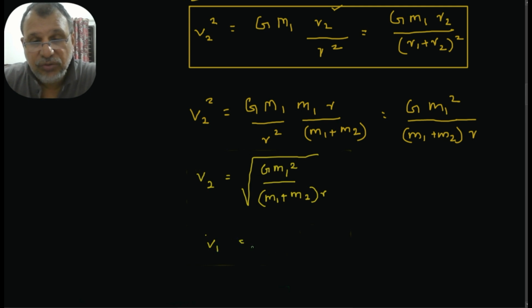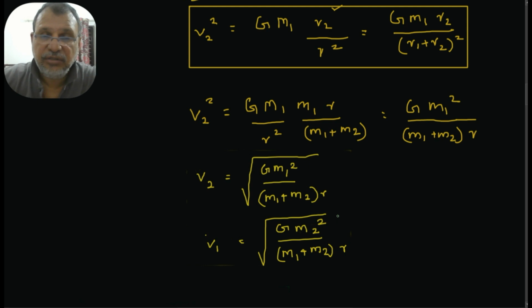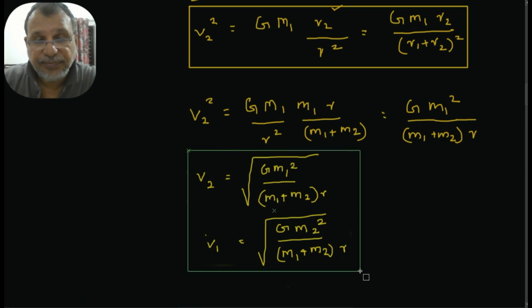Using the same idea, we can write v1 is equal to, and instead of m1 square, you will get m2 square. So, the square root of G m2 square over (m1 plus m2) r. Now here, you must remember r is actually the separation between m1 and m2. You don't need to learn these equations by heart, but you need to know how we got these equations.